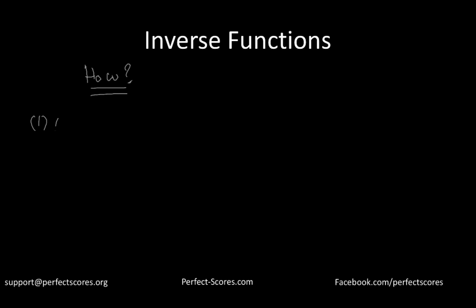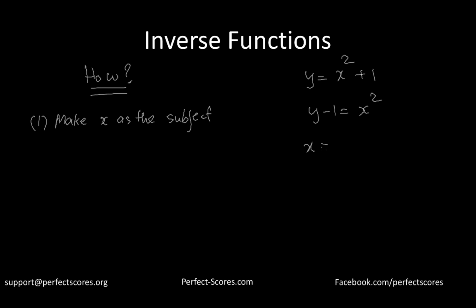First of all, make x as the subject. So let's suppose you have a function y is equal to x square plus 1, then you have to make x as the subject, right? So y minus 1 is equal to x square, right? And x is actually equal to plus or minus square root y minus 1. So this is what you do. You've made x as the subject.